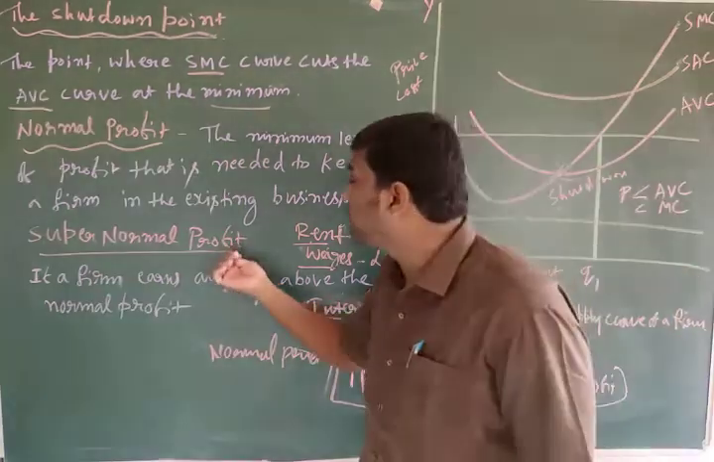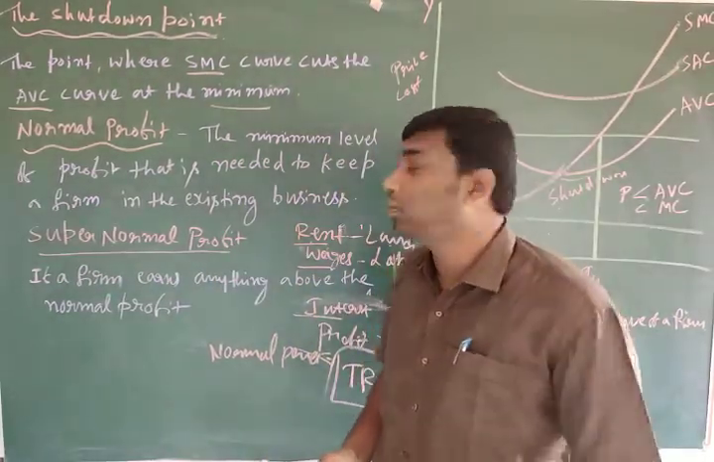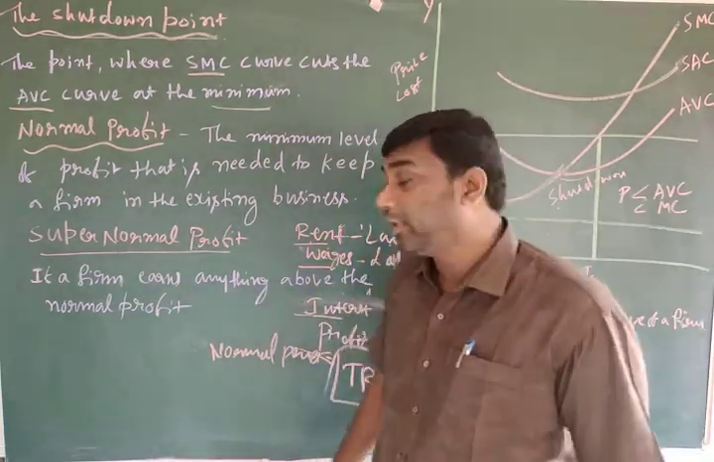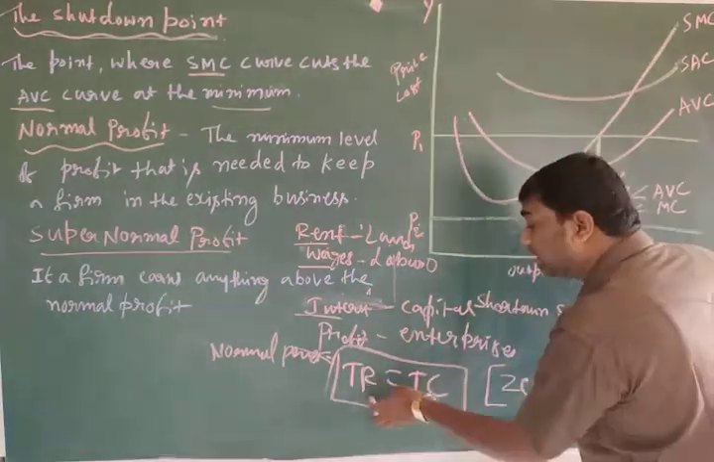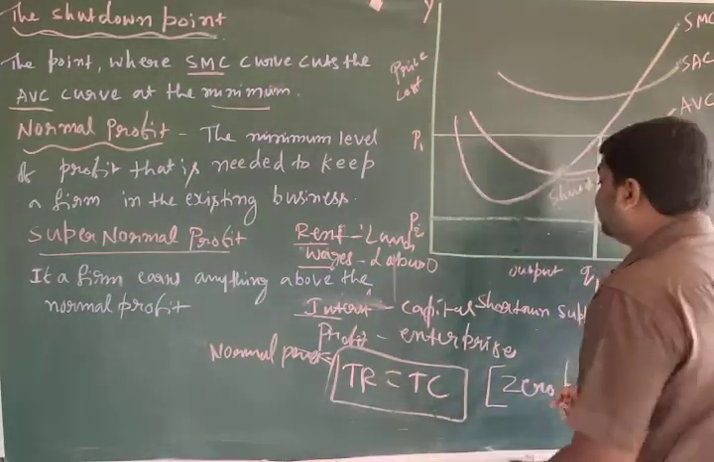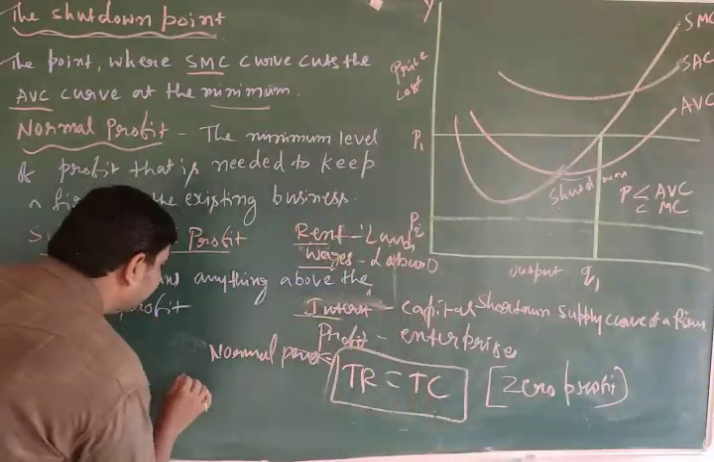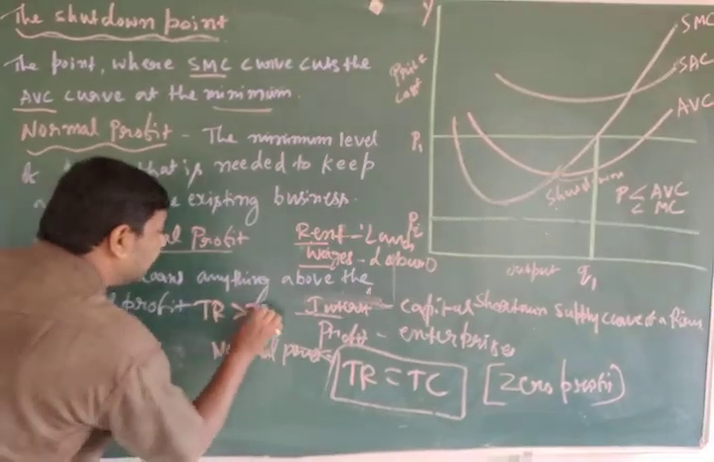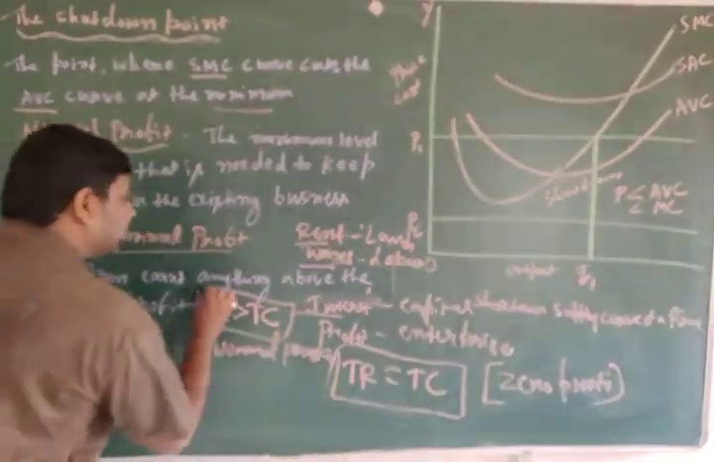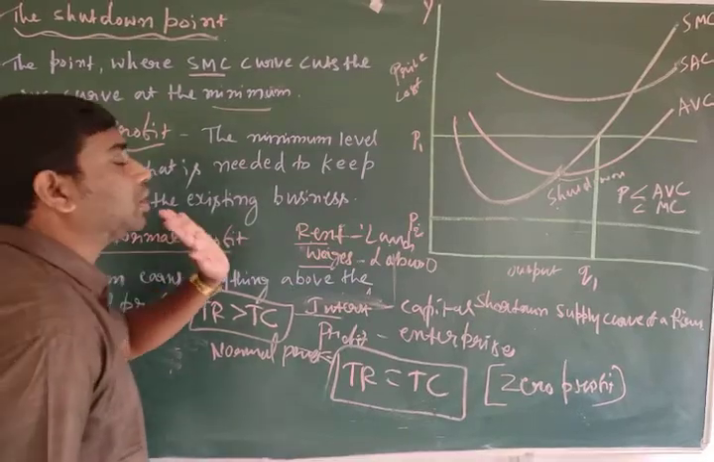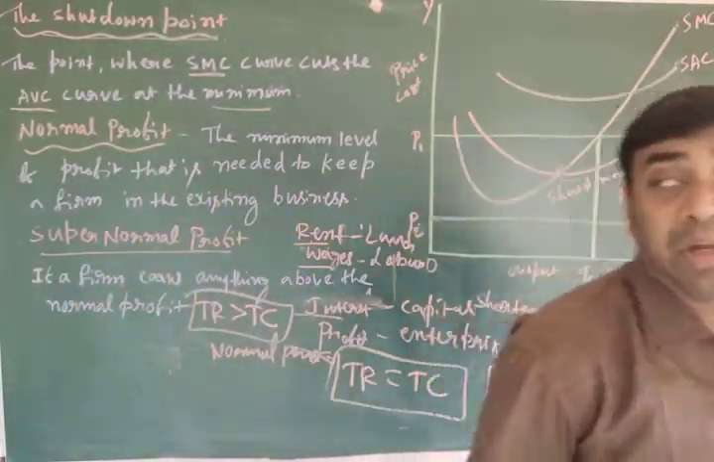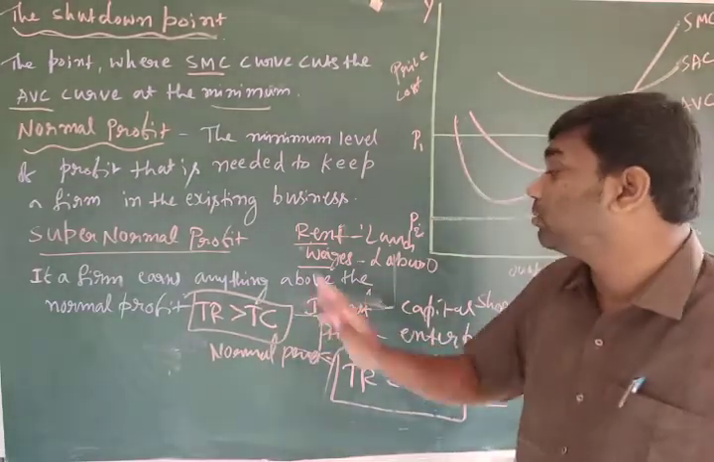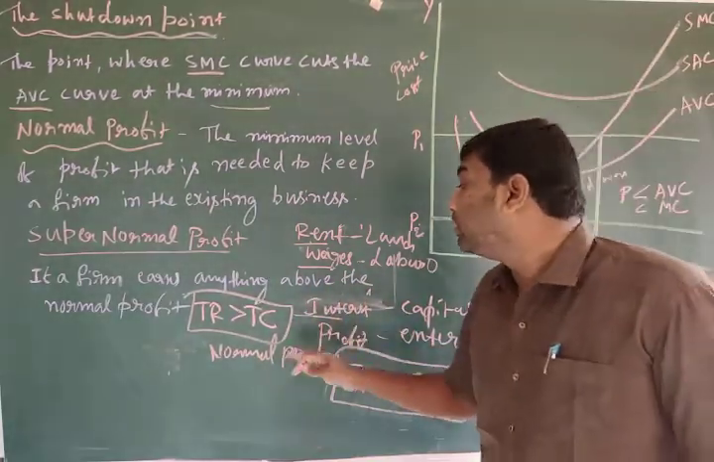Next is supernormal profit. What is the meaning of supernormal profit? If your firm earns anything above the normal profit, if earning more than this, that is TR is greater than TC. If TR is greater than TC, that is called only supernormal profit. Supernormal profit means if a firm earns anything above the normal profit.